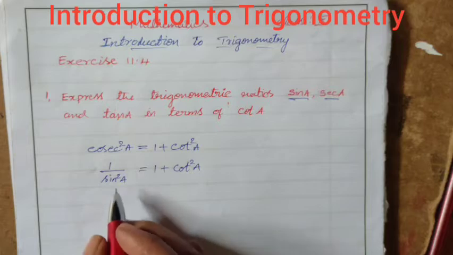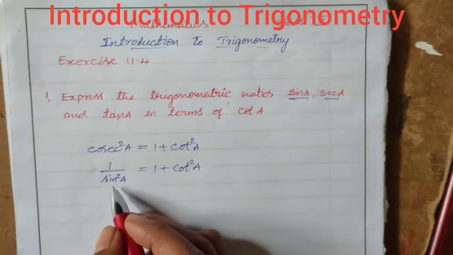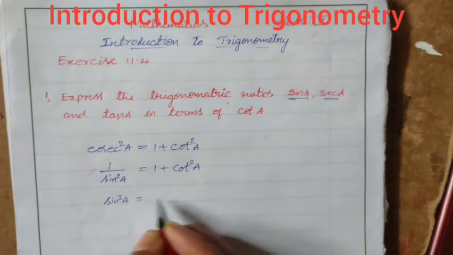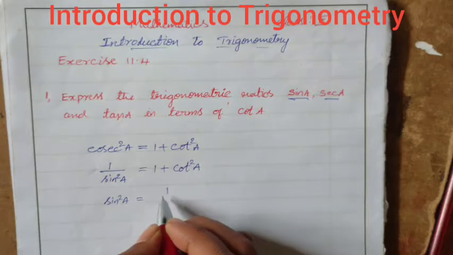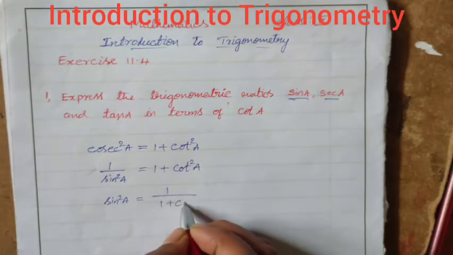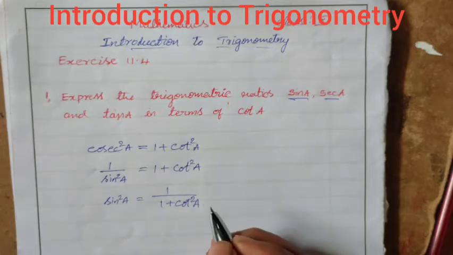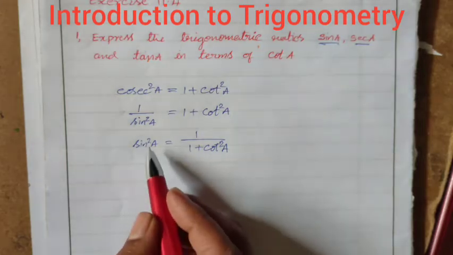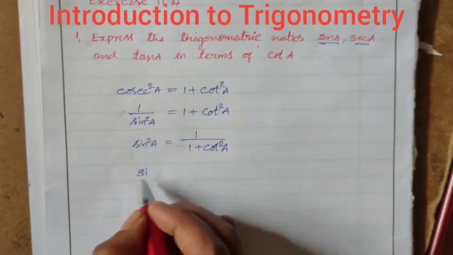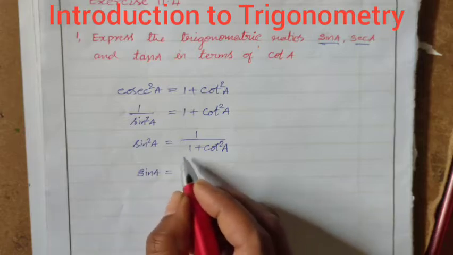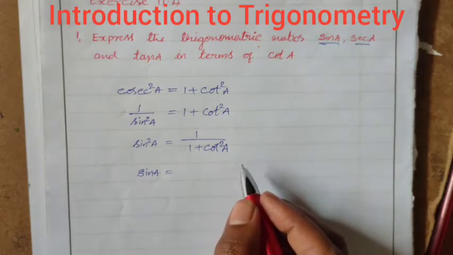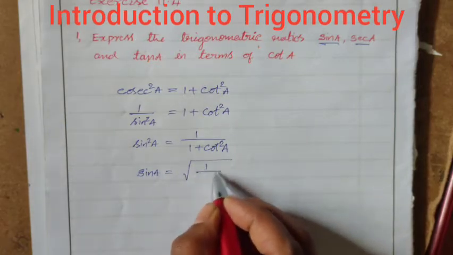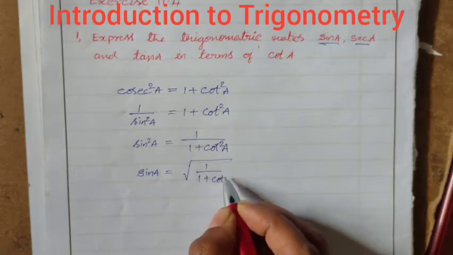Okay. So now I will write this sine square A in the numerator, so it comes to the denominator. It becomes 1 by 1 plus cot square A. Now observe this one. I want only sine, so we remove the square term. Sin A equal to the square root of 1 divided by 1 plus cot square A.